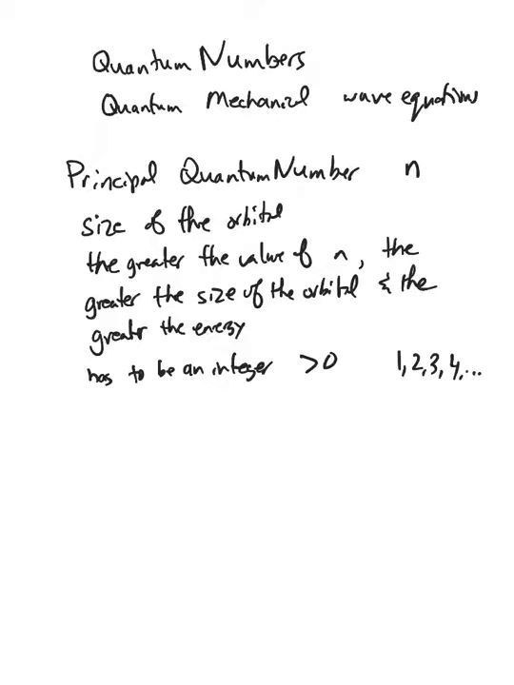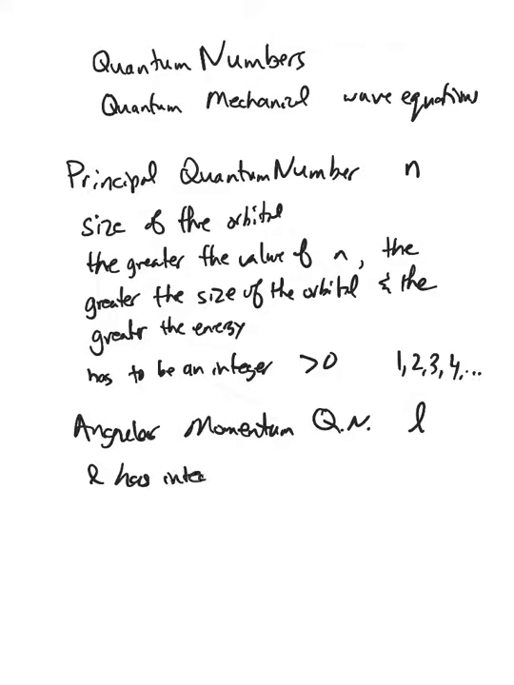The second quantum number that we want to talk about is the angular momentum quantum number. That we're going to designate L. L has integer values from 0 up to n minus 1. From 0 to n minus 1. The other thing about L is we also want to have some associated letter designations to this, as we talk about atomic orbitals.